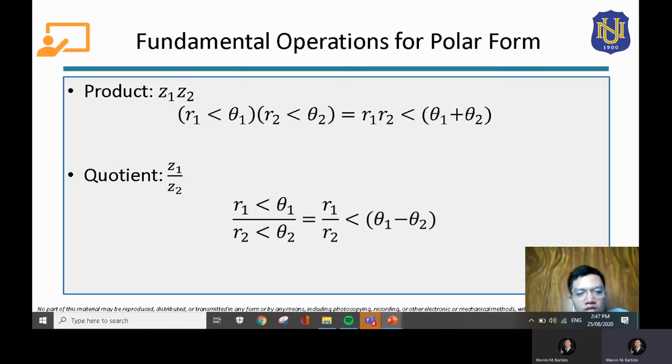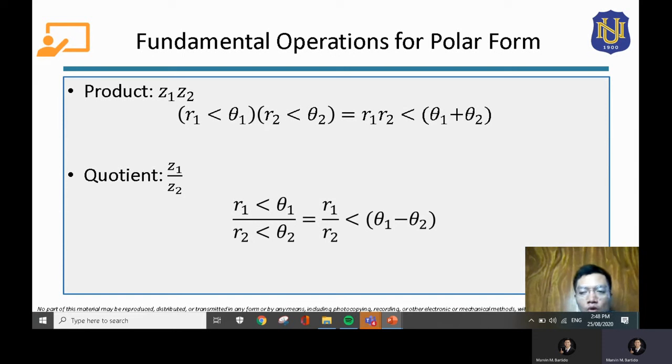Now, let's proceed to the fundamental operations for polar form of complex numbers. The fundamental operations here will be product and quotient. As you can see, there's no fundamental operation for polar form, that is addition or subtraction. So there's no such operation for polar forms in that case.